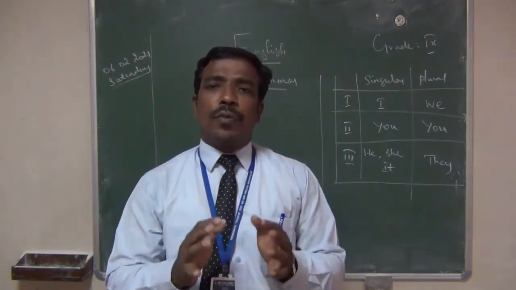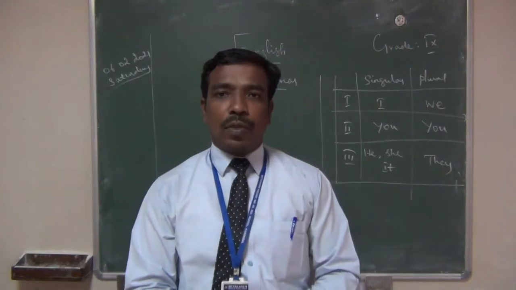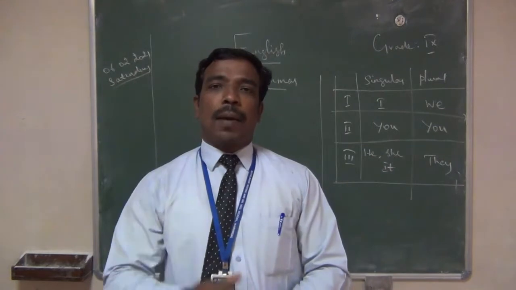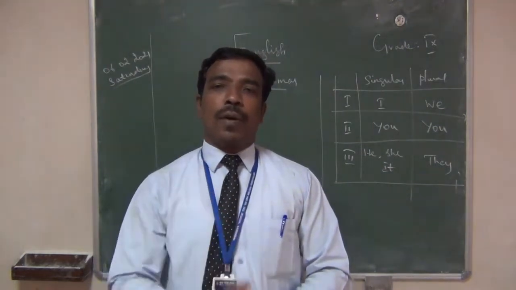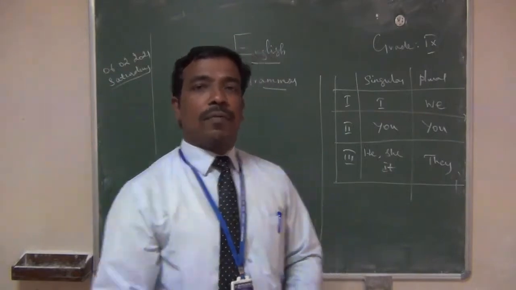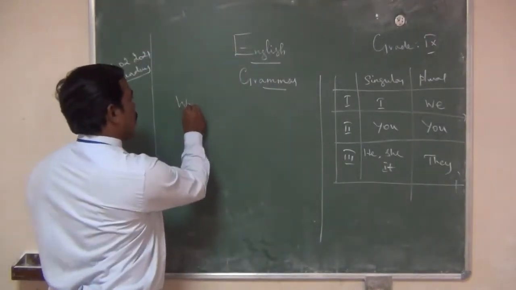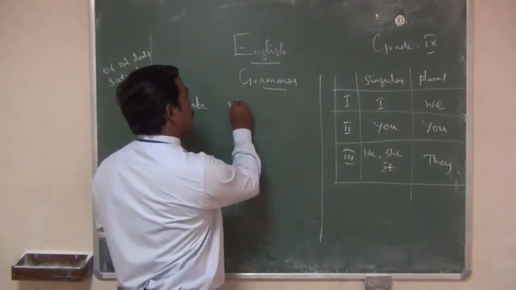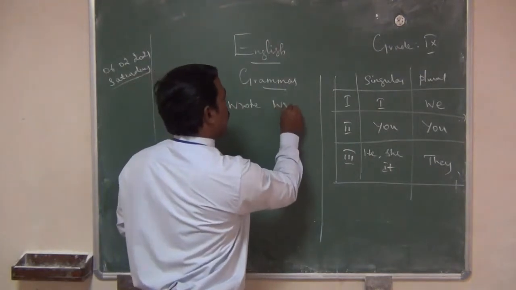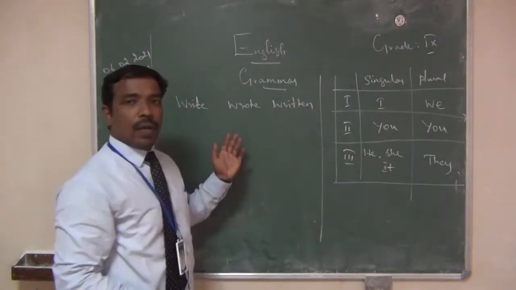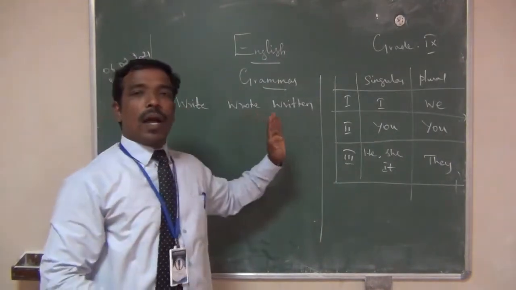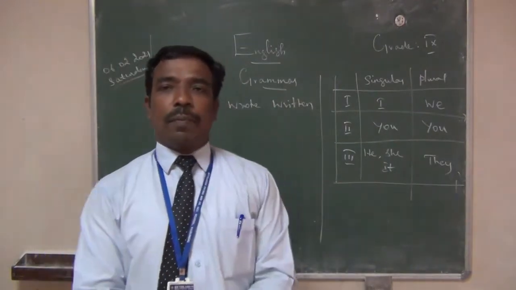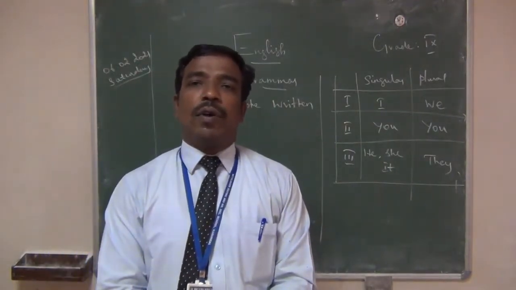We have 3 forms of verb. How many forms of verb in English? There are 3 forms of verb in English: the base form, the past form, and the past participle form. For example, write is the base form, wrote is the past form, written is the past participle form. Have you understood or not? These 3 forms are very important.